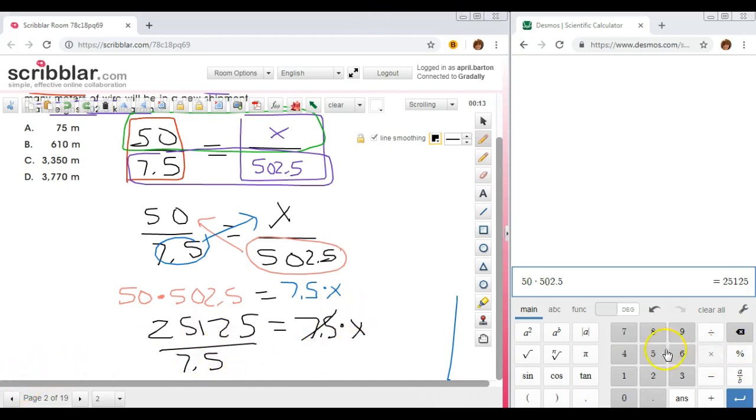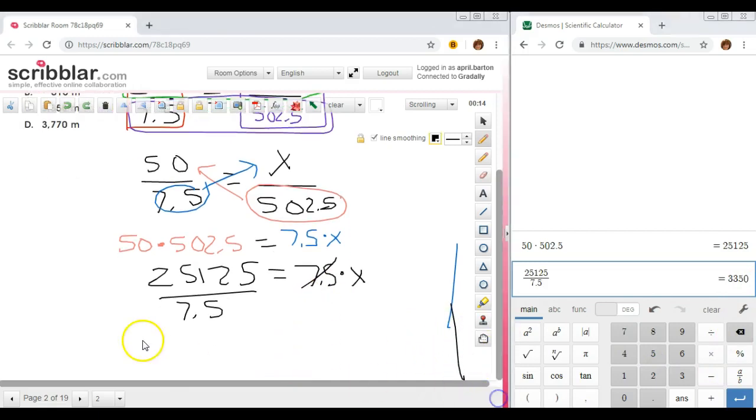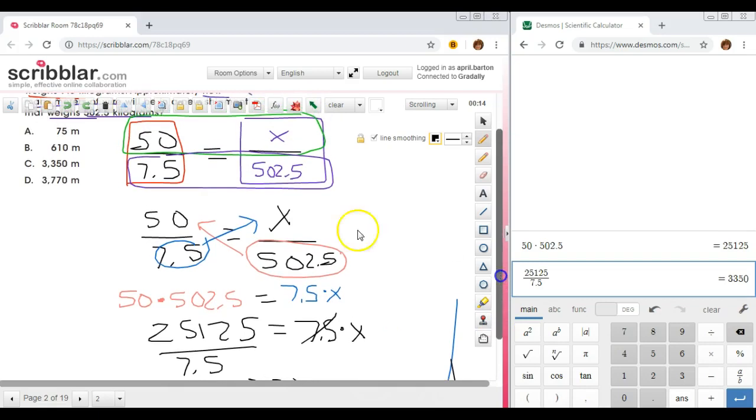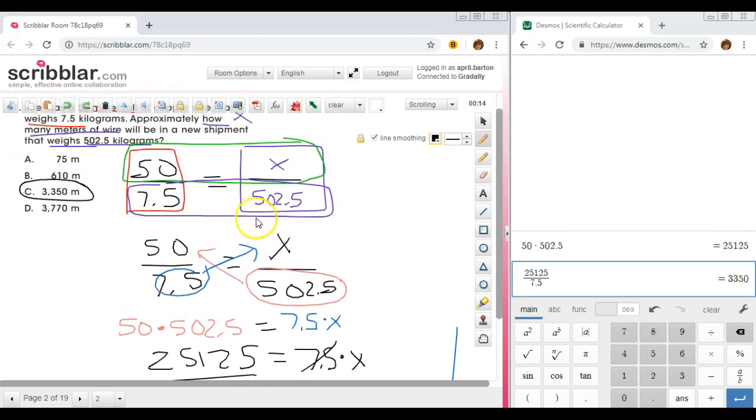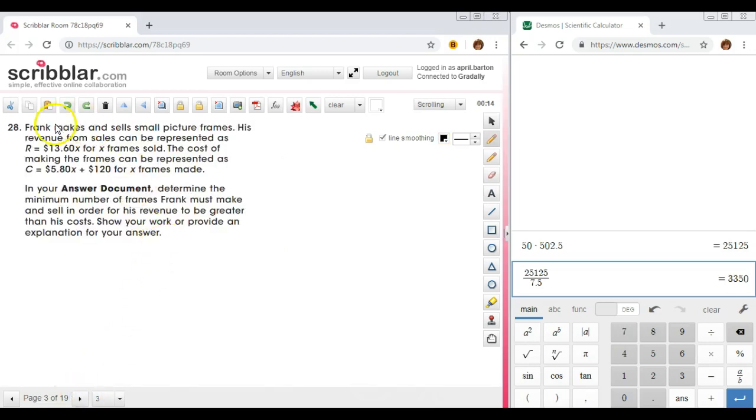When we do that opposite, we just plug it into the calculator again. I'm going to do 25125 divided by the 7.5, which gives us 3,350. So now we can scroll up and select our correct answer. So we know this is a proportion problem because it had 2 sets of related information.